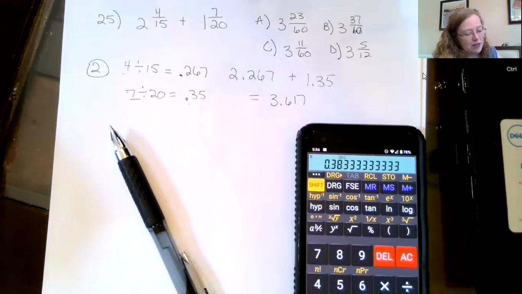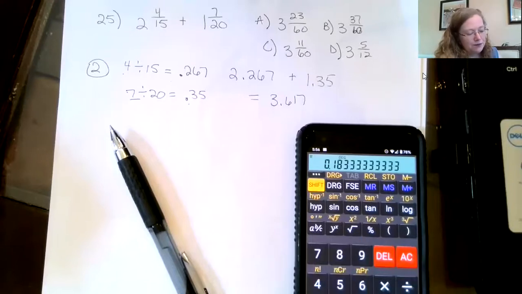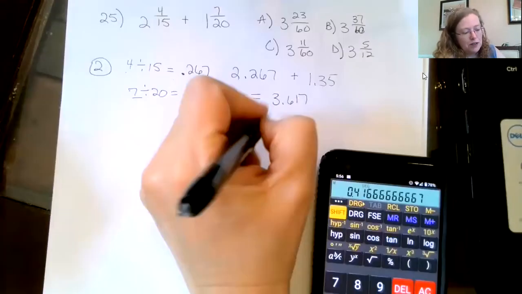So that's too small a difference. 37 divided by 60, 0.61666. Oh, that's going to be our answer. Let's double check. 11 divided by 60, 0.18, and 5 divided by 12, 0.416. So this is the same as 3 and 37 over 60.